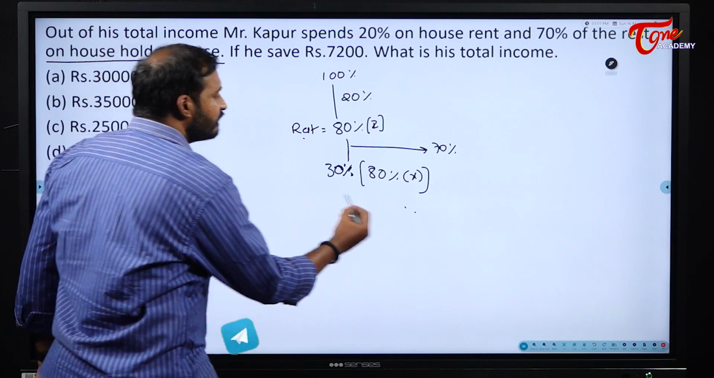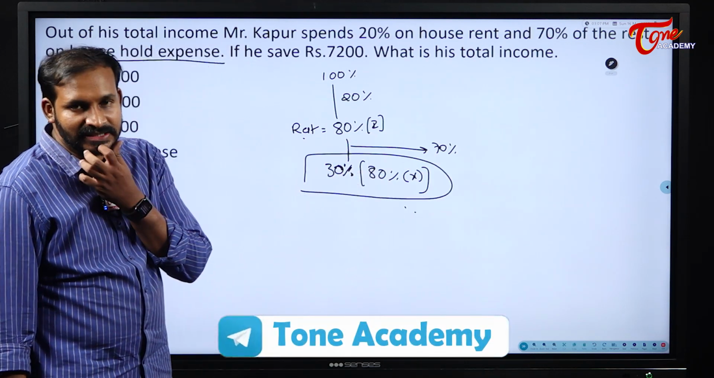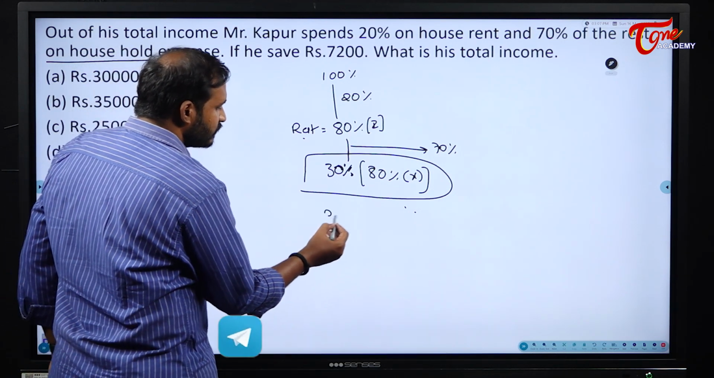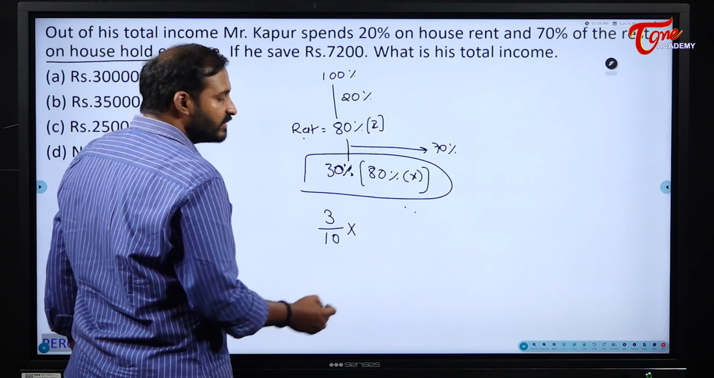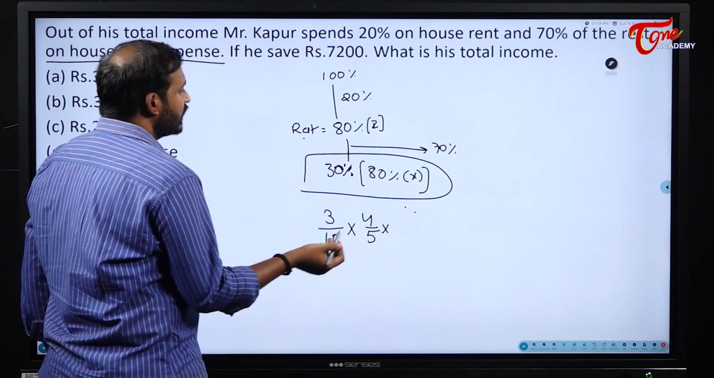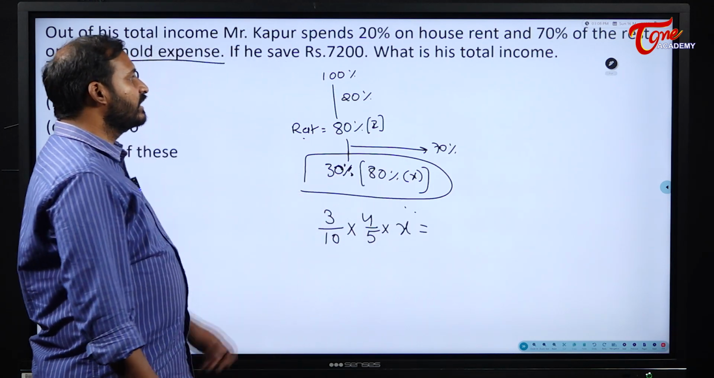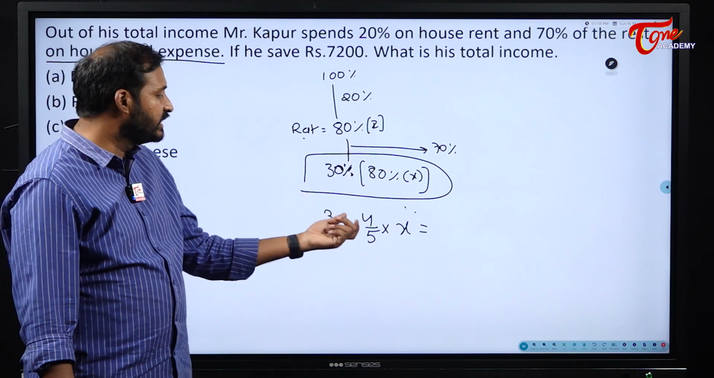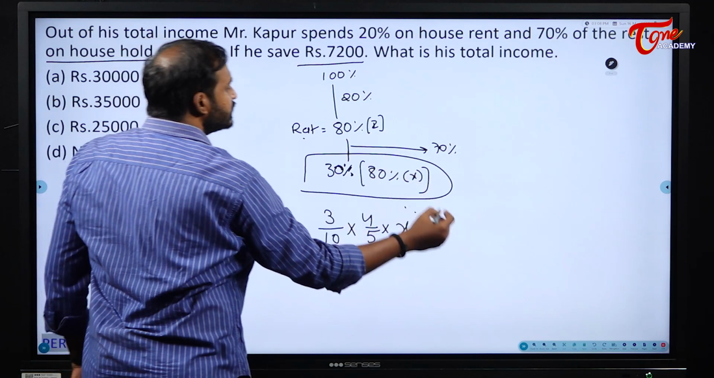So, now he is left with what value? 30% of 80% of X. So, the same thing, 30% means what? 3 by 10, and 80% means what? 4 by 5, into X. We do not know what his X is. But this value, this savings, after spending on house rent and other expenses, he will be left with this value, and that value is equal to what according to the question? 7200.